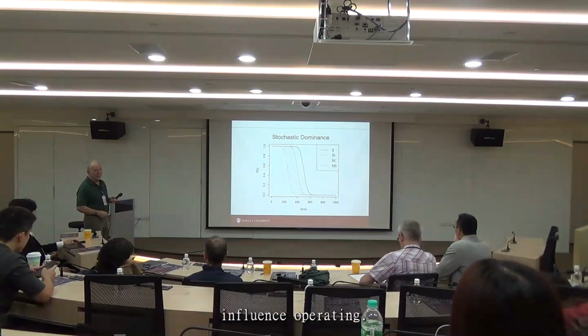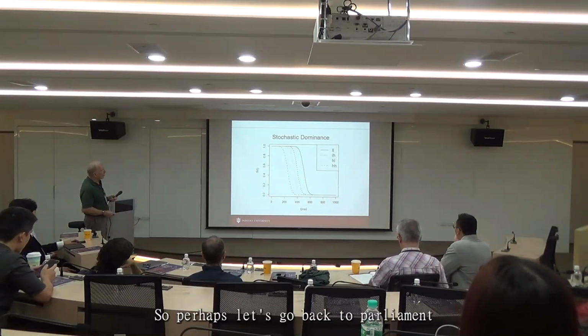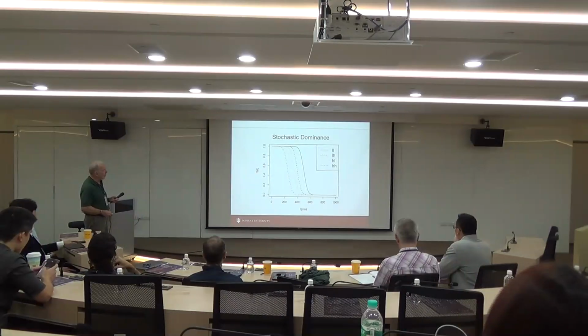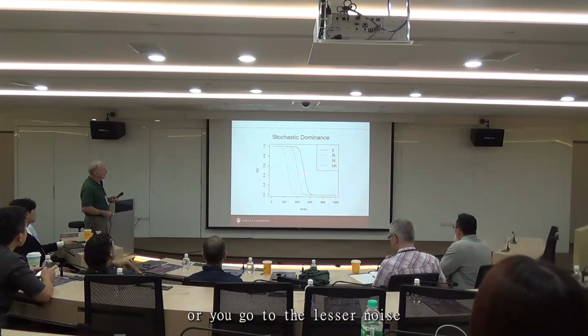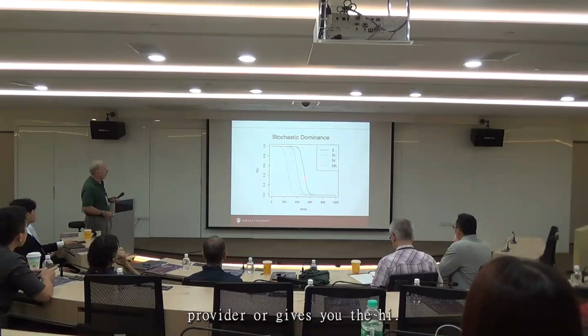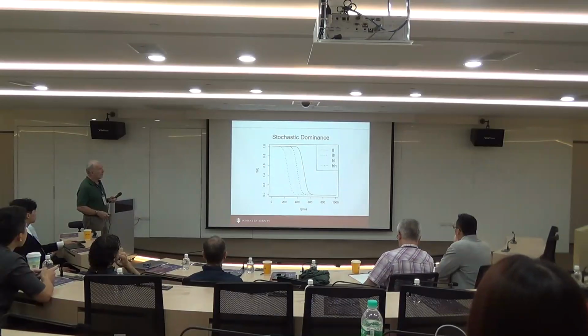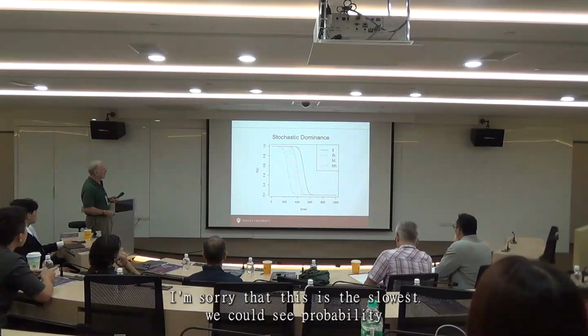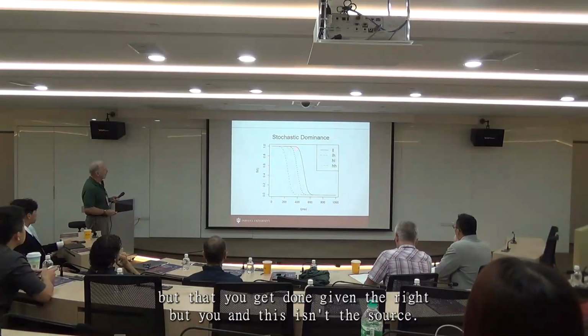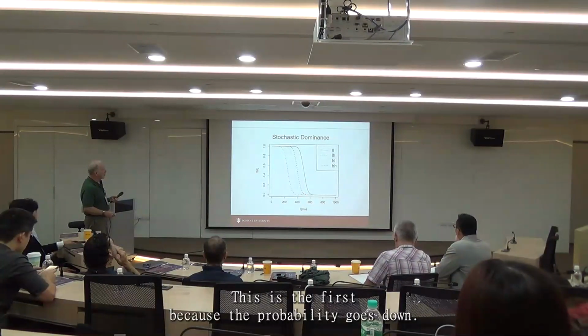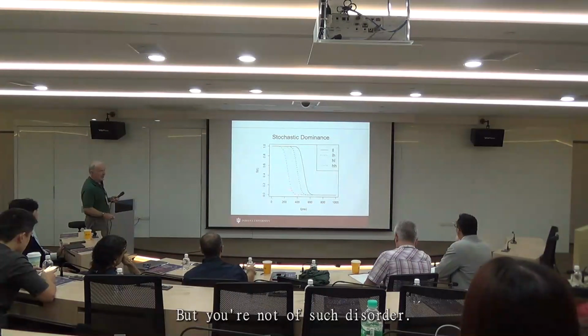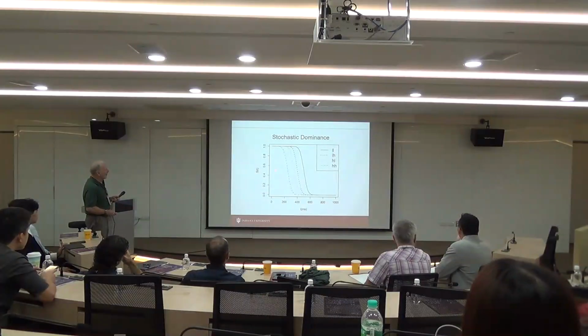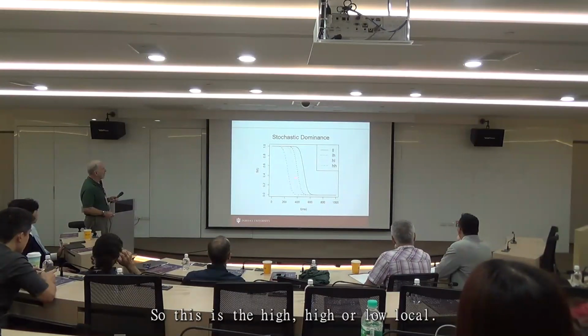This is selective influence operating. So perhaps let's go back to color and shape. You have lesser noise and a brighter color gives you the high. Oh, I'm sorry, this is the slowest because it's the probability that you get done given you're not done yet. And this is the slowest. This is the fastest because the probability that you're not done yet goes down. Faster, right? Sorry about that. So this is the high, low, and low.